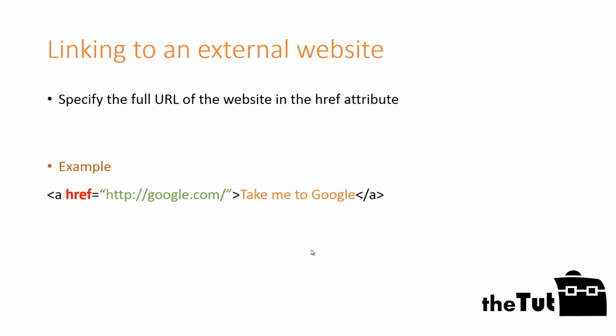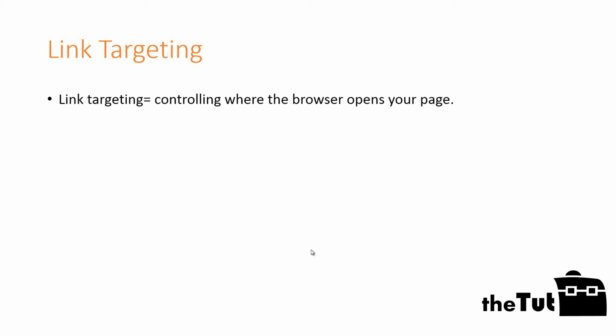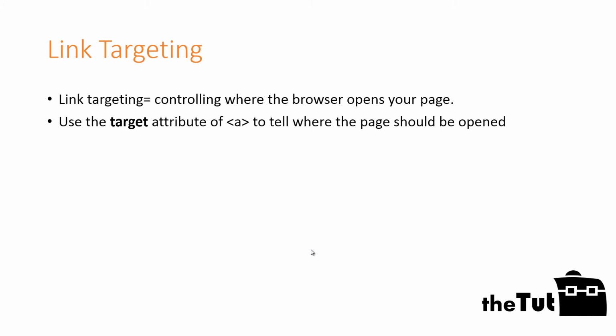Link targeting. By default, when you click on a link in your browser, it replaces the current page with the new page you requested. Through the target attribute, you can tell the browser to open the link in a new window or tab. The target attribute has two acceptable values in HTML5.